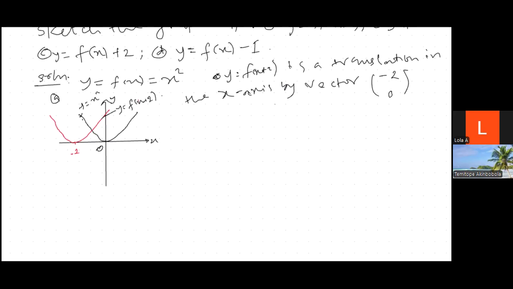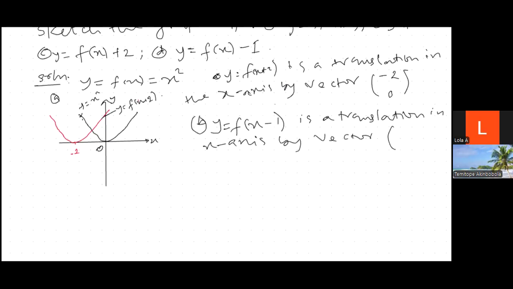So let me quickly look at B. B says y equals f of x minus 1. Now, y equals f of x minus 1 is a translation also in x-axis by vector 1, 0. And that means it will shift by a unit to the right. So in that context, you have the graph to look like this.